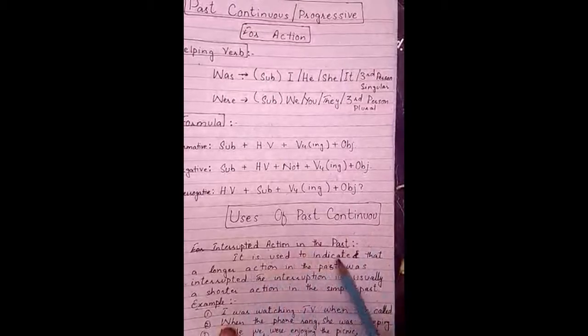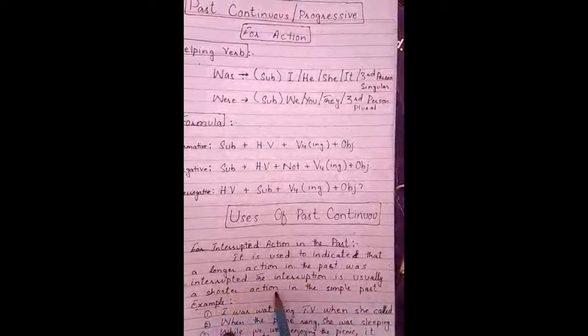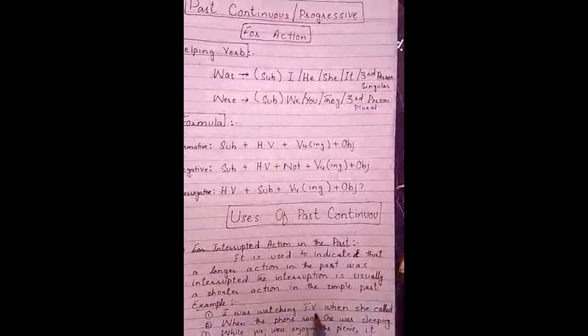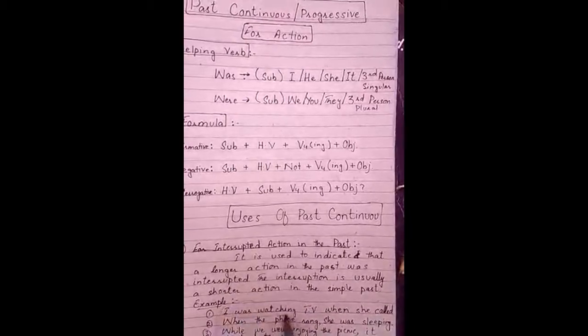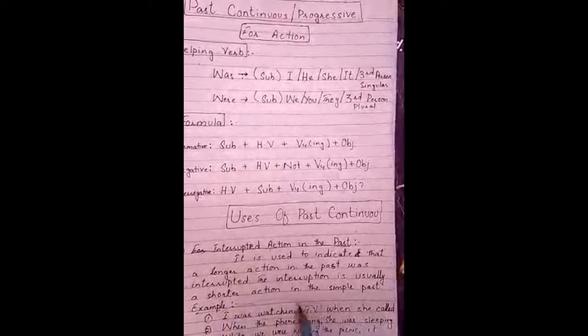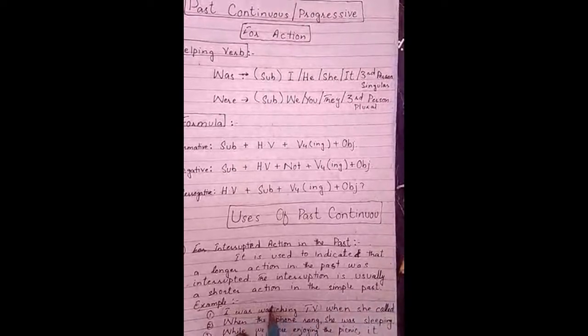For example, it is used to indicate that a longer action in the past was interrupted. The interruption is usually a shorter action in the simple past. For example, I was watching TV when she called. So this process was going on, the longer action, and this action interrupted it. Here we use past simple, and for the longer, interrupted action we use past continuous.